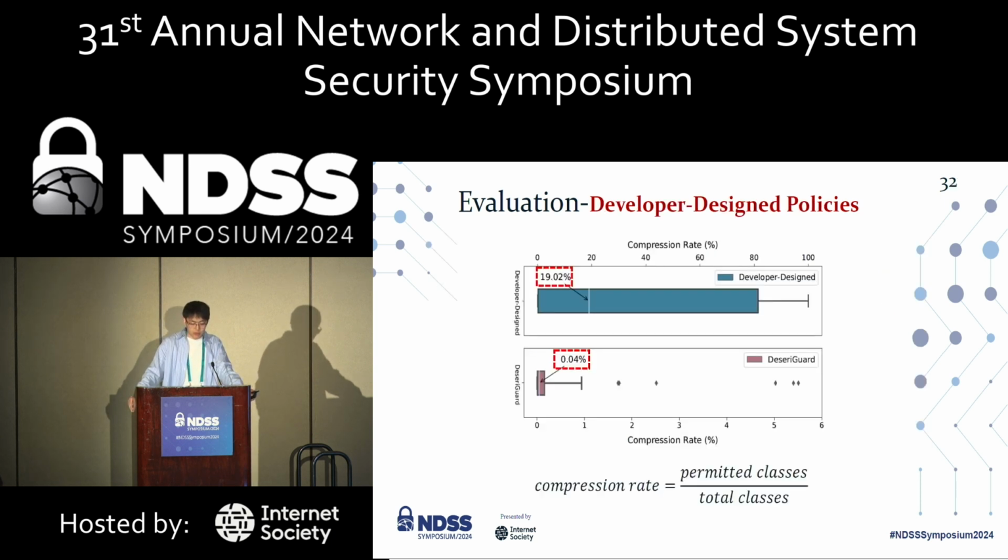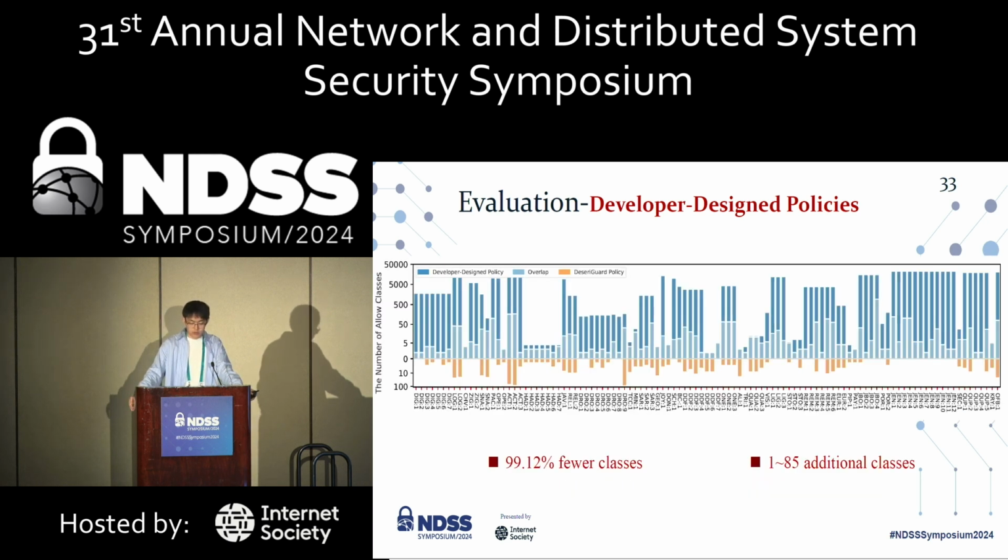Next, we display the comparison rate of policies from DeseriGuard and those designed by developers. The comparison rate indicates the proportion of permitted classes to the total number of classes. The median comparison rate of DeseriGuard's policy stands at 0.04%, while that of developer-designed policies is 19.02%. It demonstrates that DeseriGuard offers a more effective defense by enforcing a stricter policy.